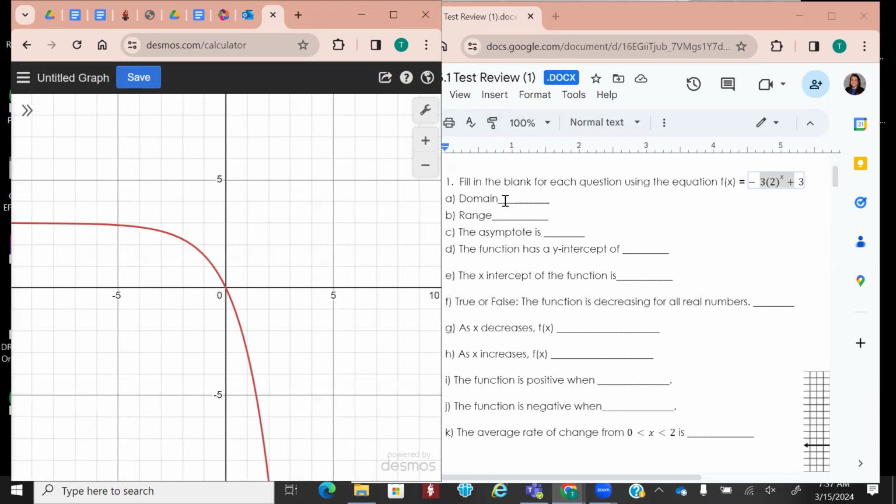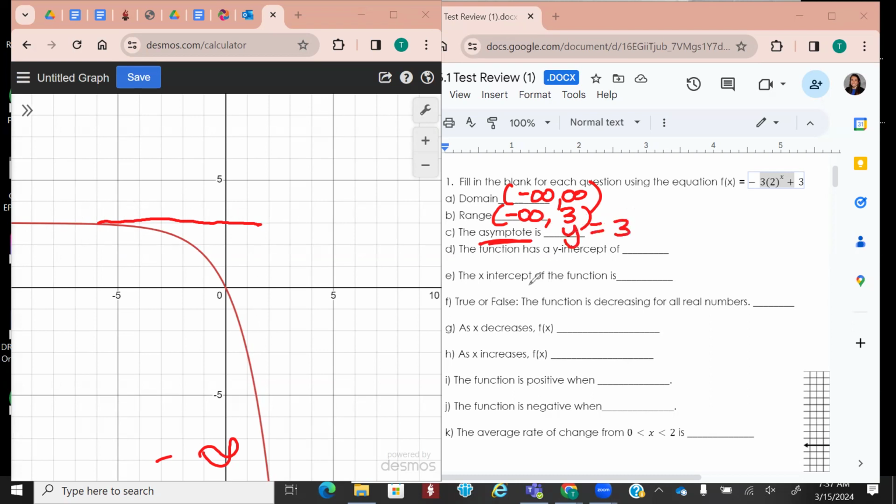Okay. So for domain, we're going to have negative infinity to positive infinity. So it's going to go from left to right, negative infinity to positive infinity, because we can plug in any number. For range, we go from negative infinity, which is down here, to right here. Well, that's 3. Okay, so we go from negative infinity to 3. Notice how I use parentheses and not brackets, because it doesn't actually touch that 3. Okay, this is an asymptote at 3.